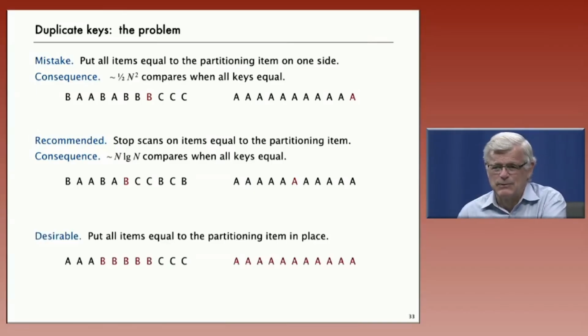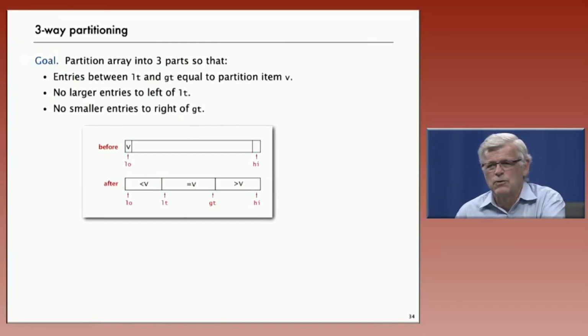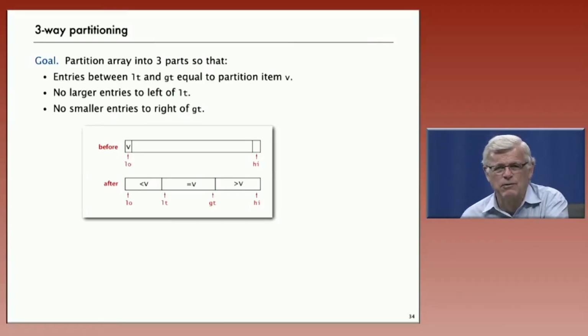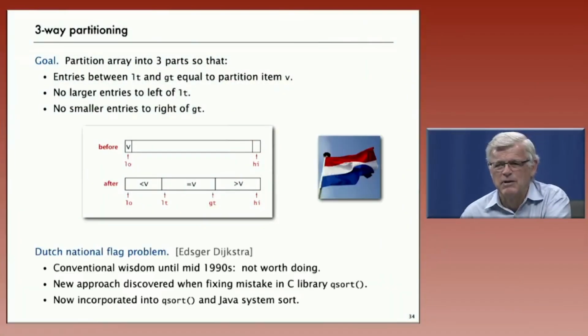But actually, when you think about it, why don't we just put all the items equal to the partitioning item in place? That's really a desirable way to look at it, so let's take a look at that option. The goal is so-called three-way partitioning. We want to get the array into three parts, with two pointers into the middle: one that is the boundary between the keys less than the partitioning element and those equal to it, and another that is the boundary between the keys equal to the partitioning element and those greater. In the middle are all the equal keys. That's what we'd like to arrange.